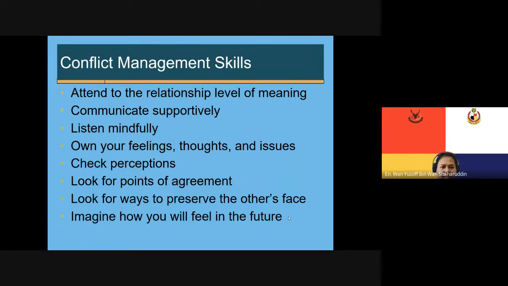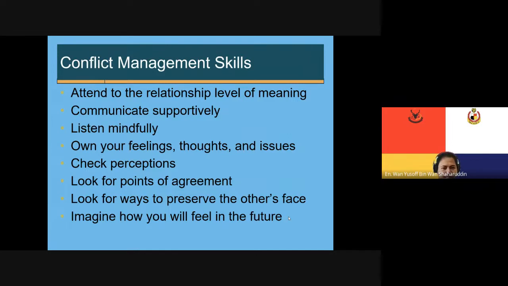Communicate supportively, listen mindfully, not just listen but also listen with your mind. Own your feelings, thoughts, and issues. Be responsible for how you feel, how you think, and the issue that is happening right now. And check for perceptions. Okay, do not mind read. All right, do not make other people misperceive you. Look for points of agreement. Look for ways to preserve the other's face.